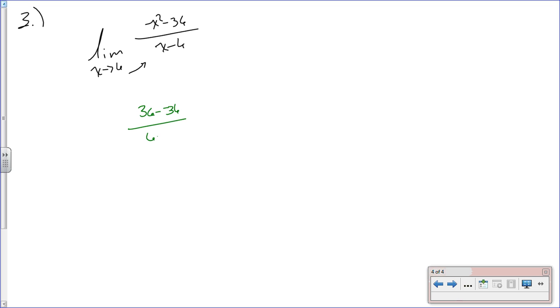Alright. Number 3. What is the limit as x approaches 6 of x squared minus 36 over x minus 6? Well, you always use direct substitution first. If we do that, we get 36 minus 36 over 6 minus 6, which is 0 over 0, so that's not going to work. So what do we have to do? We have to do the F word of mathematics. We have to factor this bad boy.